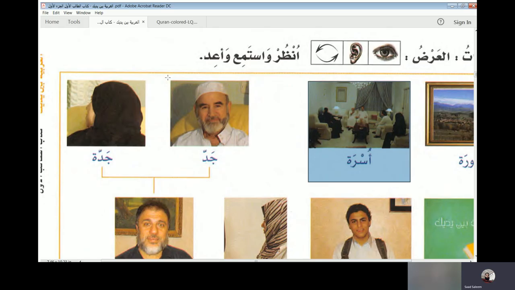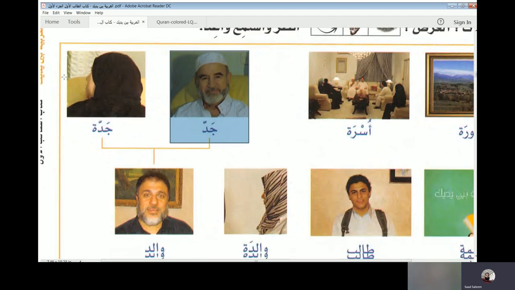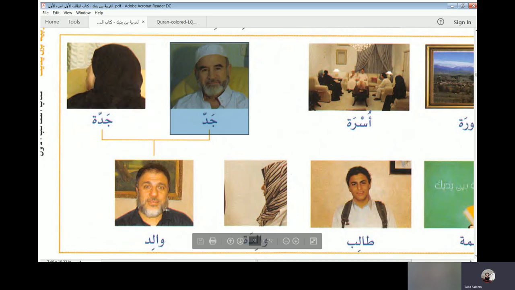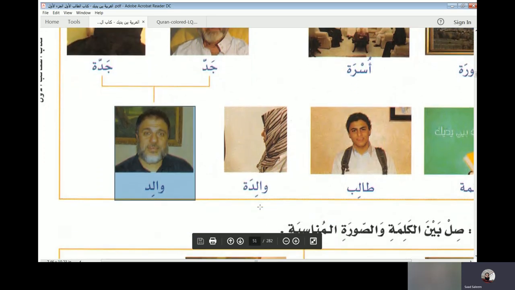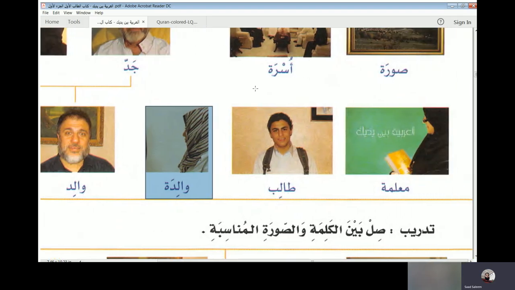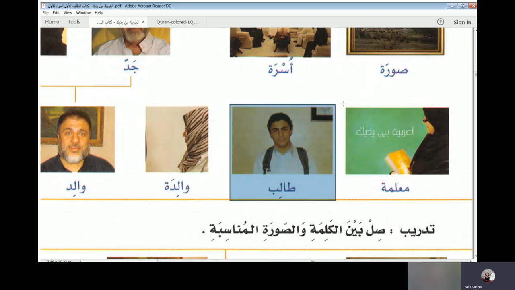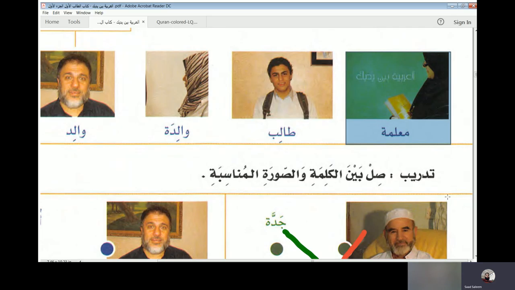Yes, next. Usra, family. Jad. What's Jad? That's the grandfather, right? Yes, Jad, grandfather. And Jadda is grandmother. Walid is father, and Walida is mother, and Talib is student, and Mu'allima, I don't know, there's no harakat, is a teacher.